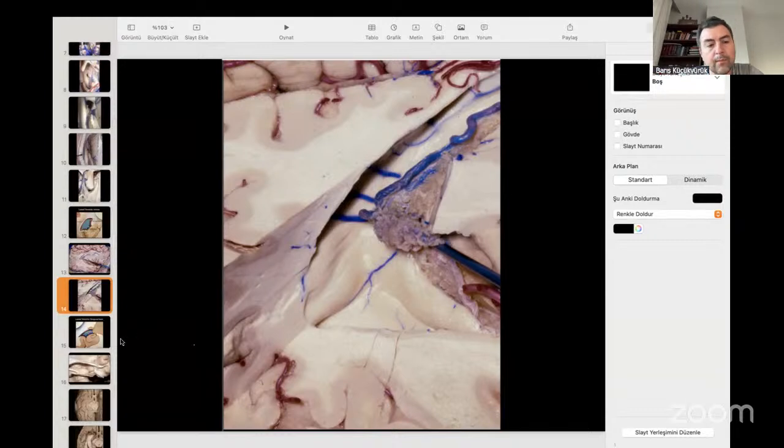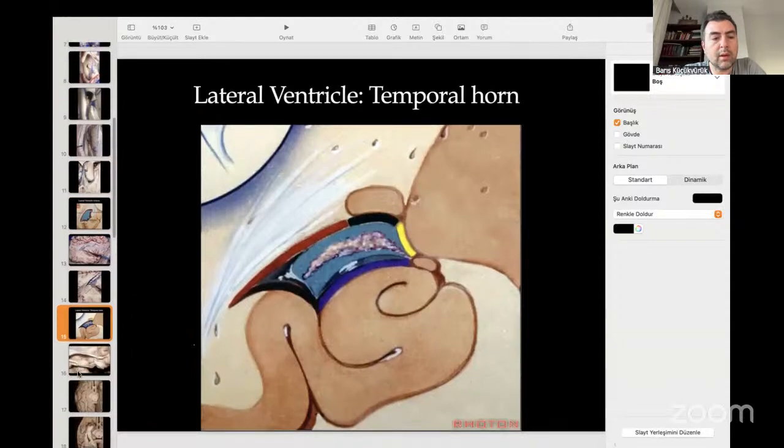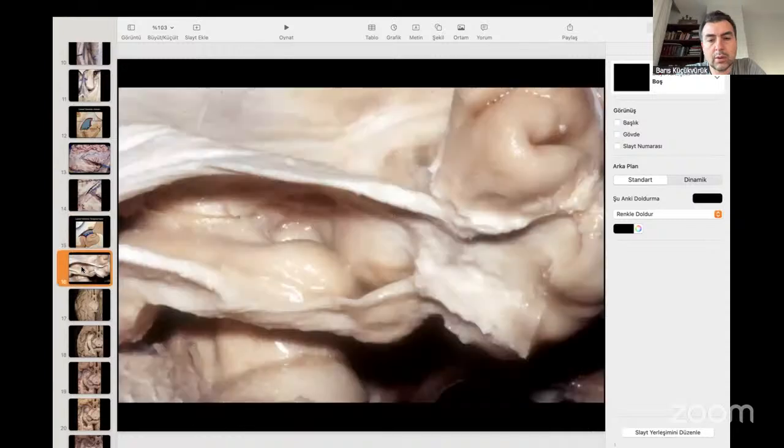When we go anteriorly, then we see the temporal horn. So maybe we are a little bit more used to the temporal horn during temporal lobe surgery. Basically, in many cases, we open it and go into that and find the hippocampus. So we will be speaking on this anatomy in more detail.